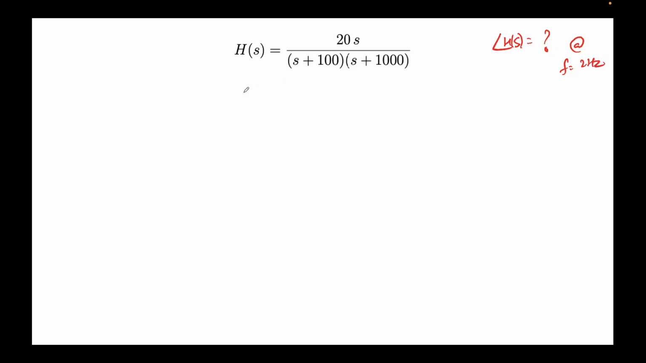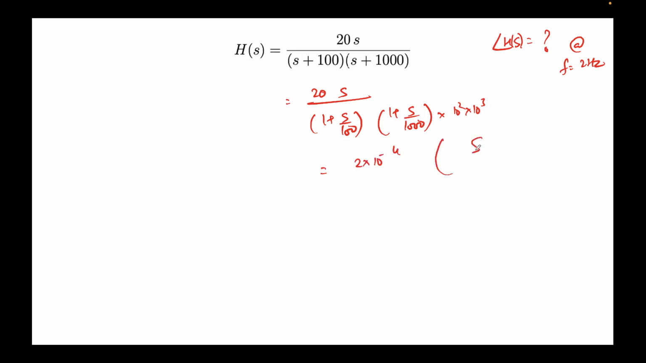First let me reduce it to a form that we are habituated to seeing. I'll write 20s over, taking 100 common from this, and 1000 common from this. I'll write it as 10 to the power 2 into 10 to the power 3, just taking it common. So this will come out to be 2 into 10 to the power minus 4 s, over (1 plus s by 100) and (1 plus s by 1000).